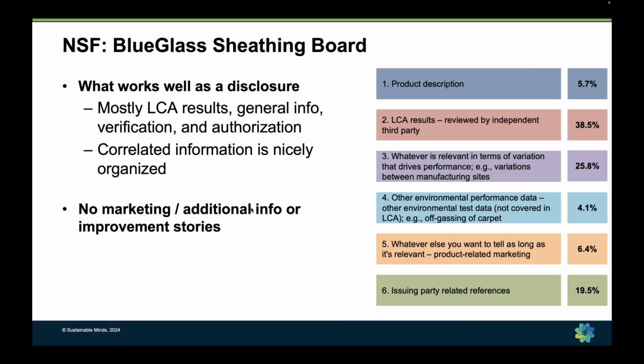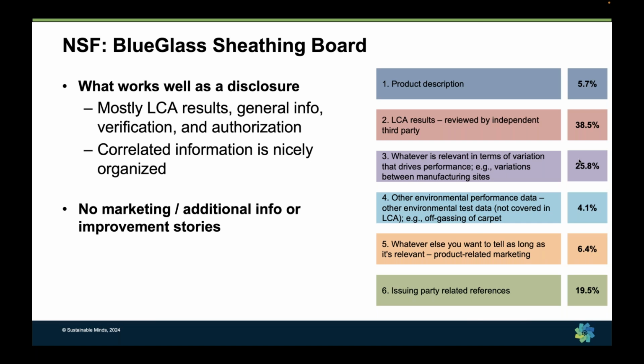So it works really well as a disclosure, a lot of LCA results. We found that it flowed really nicely. It read well. It made sense, the flow of the information. But once again, really no marketing, because we called that whole front page marketing, so that's how it got the 6%. Again, the preponderance of content is really the LCA results and the variations that drive differences in the products.